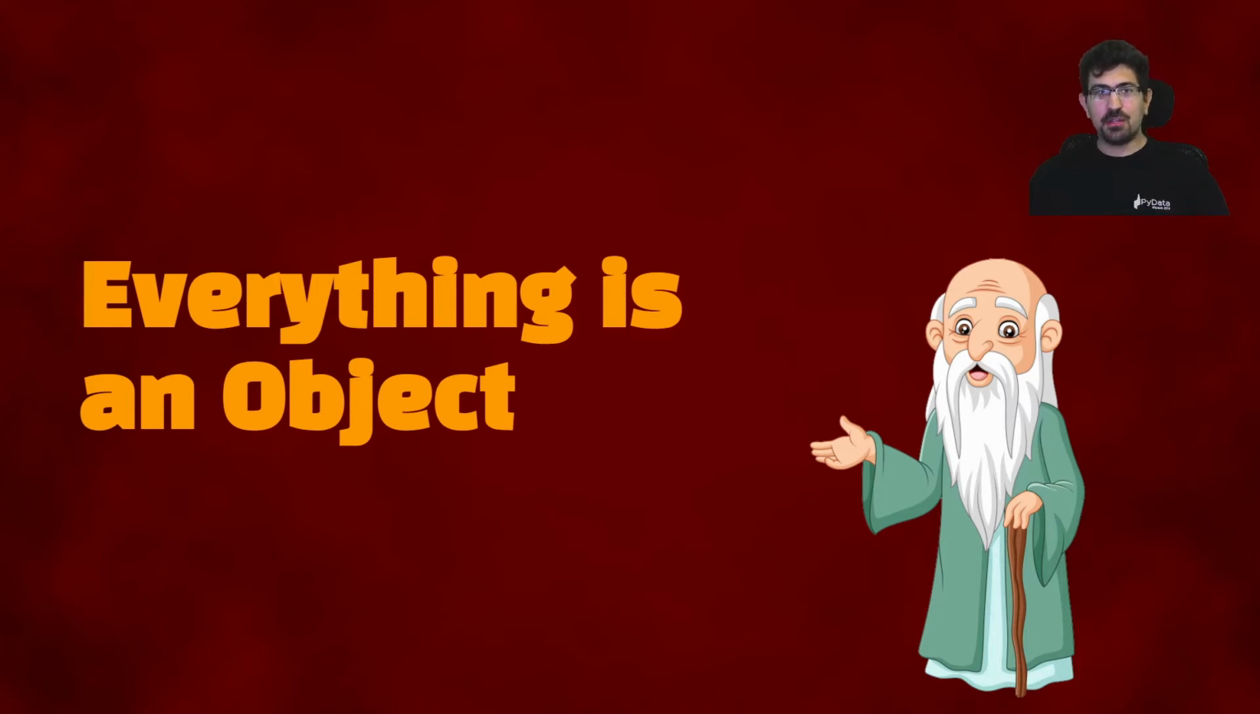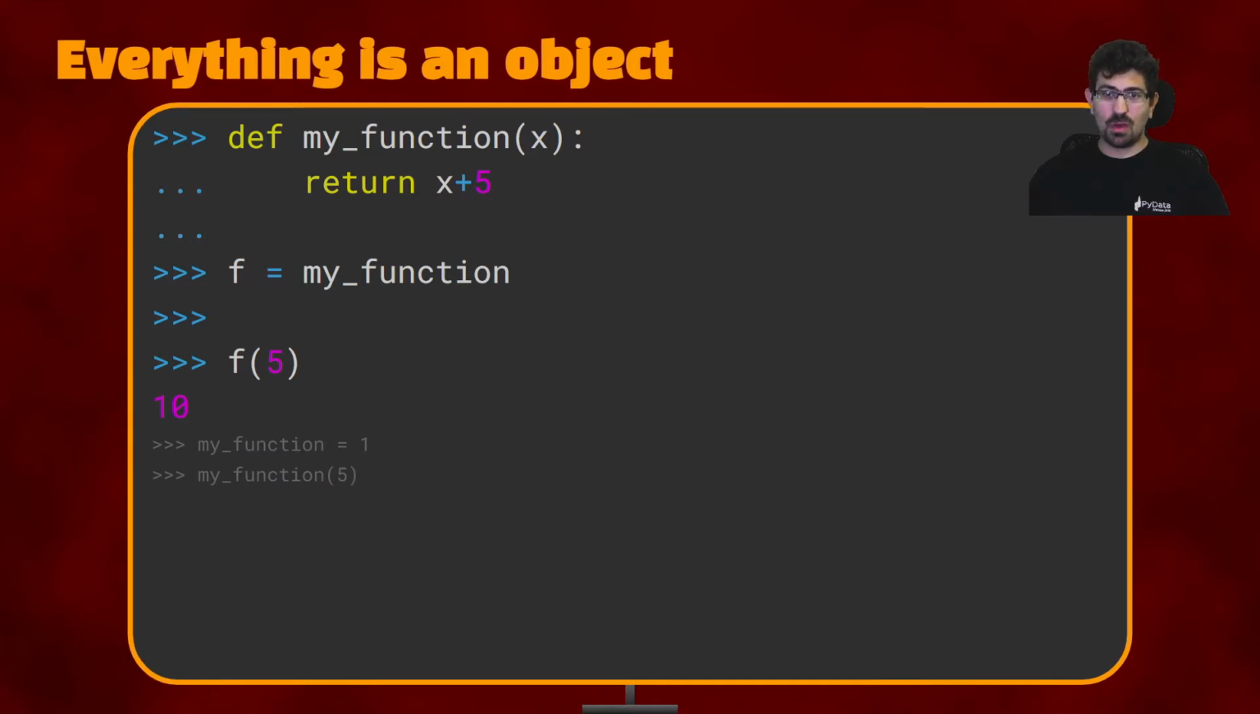The first thing you need to know is that in Python, everything is an object. What do I mean by that? We can define a function, my_function. It takes an x and returns x plus 5. We could also say f equals my_function. And when we do f of 5, it returns 10, as if f was my_function.